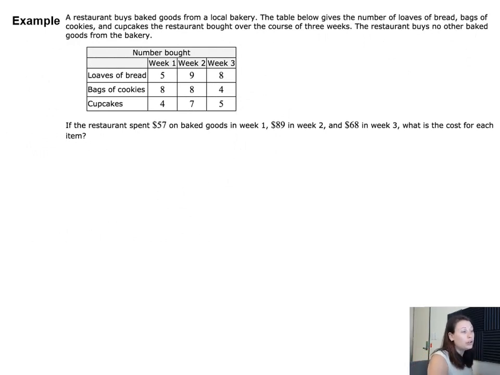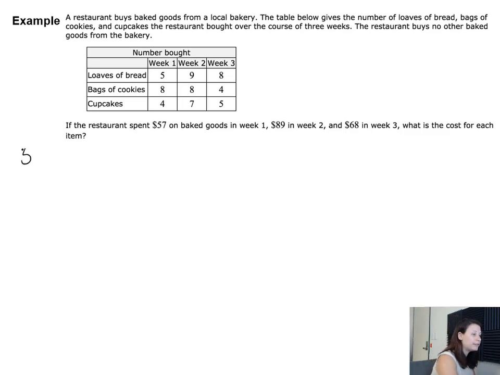So, a restaurant buys baked goods from a local bakery. The table below gives the number of loaves of bread, bags of cookies, and cupcakes the restaurant bought over the course of 3 weeks. The restaurant buys no other baked goods from the bakery, and from no other bakery should be said as well. So week 1, week 2, and week 3 information for bread, cookies, and cupcakes.